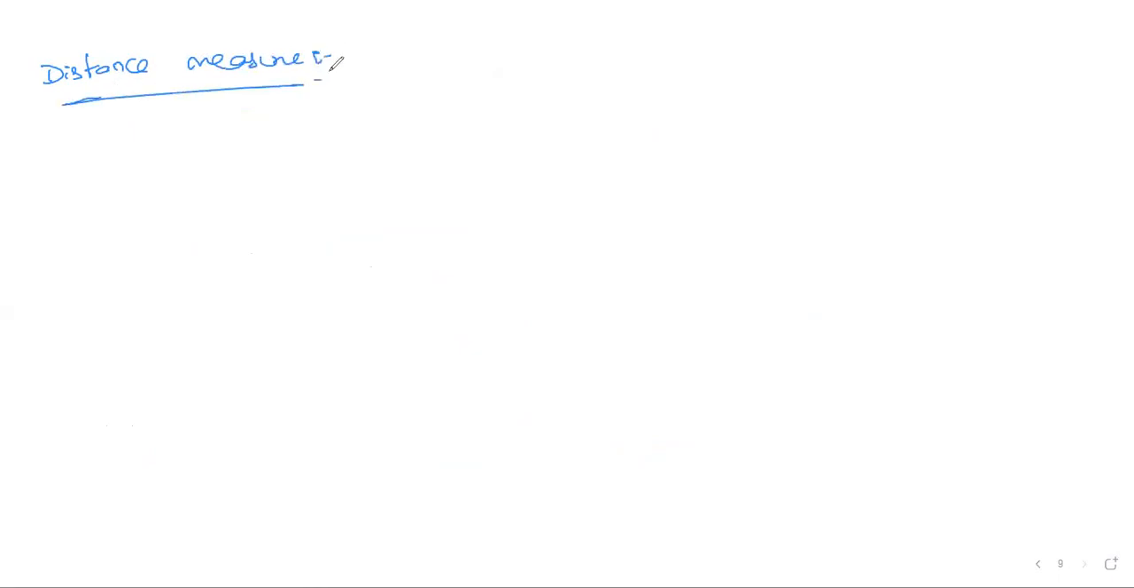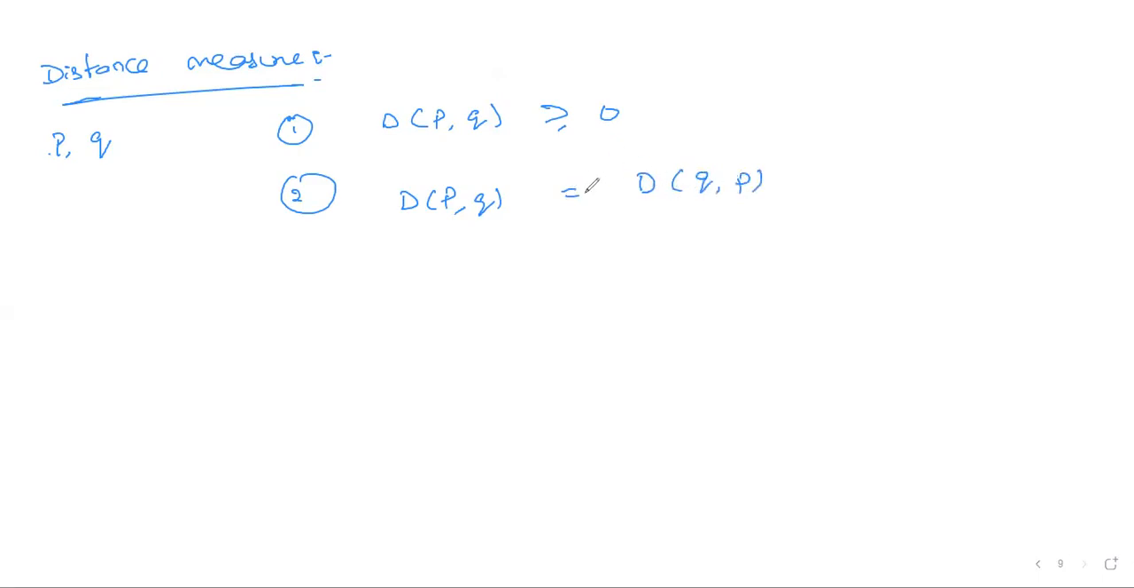So distance measure, 2 pixels, we have to find out the distance between these 2 pixels. We have to follow 3 conditions. First one is distance between them is always greater than or equal to 0. Next, PQ distance and QP distance both are same. And third one, intermediate pixel is there, suppose Z, D of P comma Z must be less than or equal to D of P comma Q plus D of Q comma Z. These conditions must be satisfied. Okay, then we can calculate distance measure.